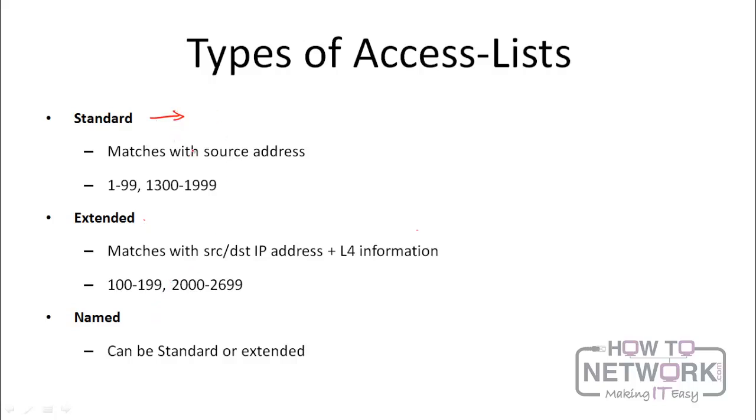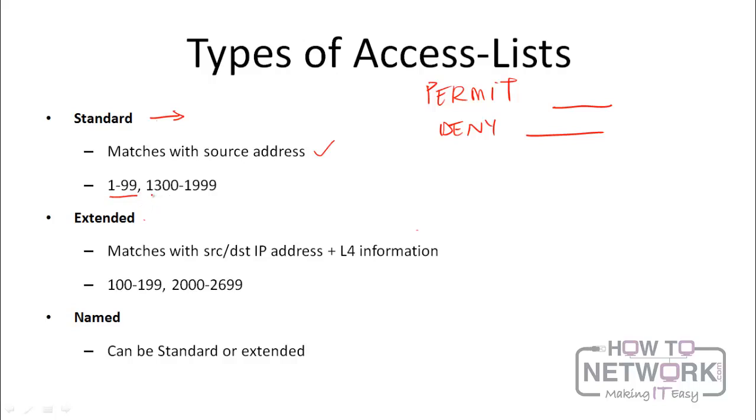Now, what's the difference between standard and extended access list? A standard access list is an access list that only matches with the source IP address. So when you just permit a source address or deny a source address, it's usually a standard access list. And the way you know a standard access list is the numbers. Anything from access list 1 to access list 99 is a standard access list.